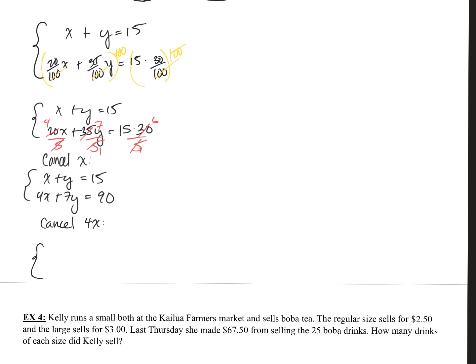In order to make them both a 4x, I'm going to multiply the top one by 4. Then I have 4x plus 4y equals, what is 15 times 4? I think that's 60. Let me check with my calculator. Yep, 60. And then 4x plus 7y equals 90. We're going to either add or subtract these. Since they're both positive 4x's, I'm going to do the subtraction. So 4x minus 4x cancels, and we're just left with 0x. Then we have 4y minus 7y. That'll be negative 3y.